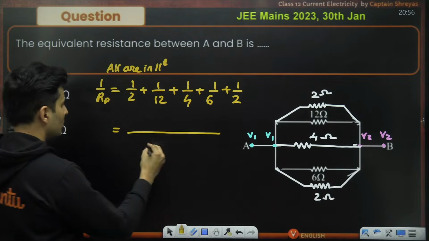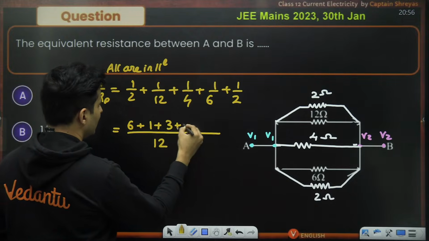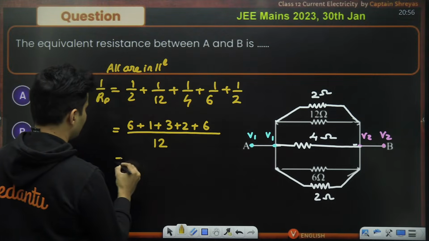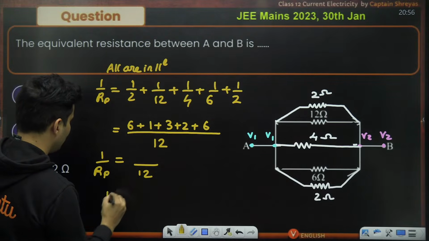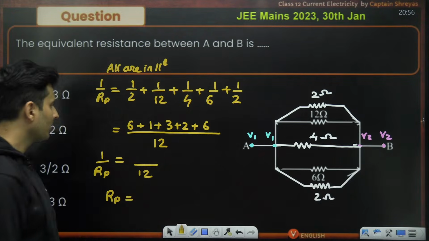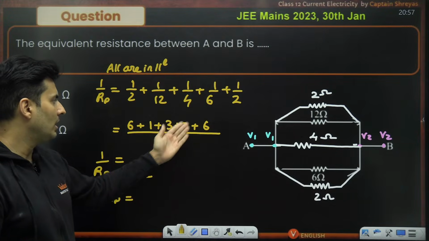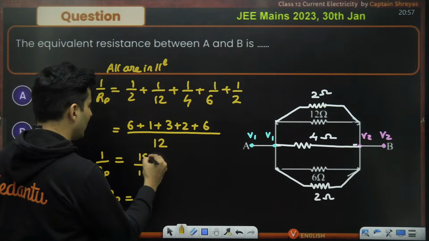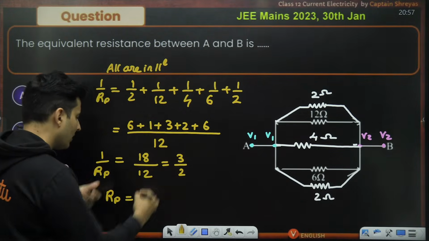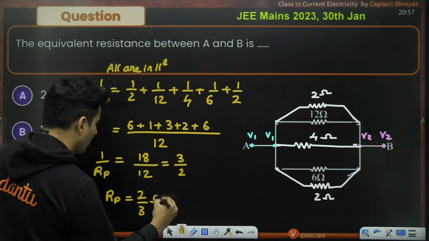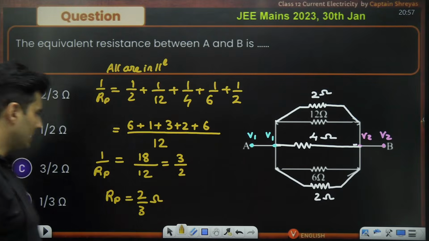Yeah, it's 12. So put 12 over here. This will be 6 plus 1 plus 3 plus 2 plus 6. That's it. How much by 12 is 1 by Rp? And then how much will be Rp? 6 plus 1, 7, 7 plus 3, 10, 10 plus 2, 12, 12 plus 6, 18. So this will be 18 by 12, divided by 6 is 2, divided by 6 is 3. So flip it, it will be 2 by 3 of an ohm. So 2 by 3 of an ohm is option number A. Yeah, that is the correct answer.